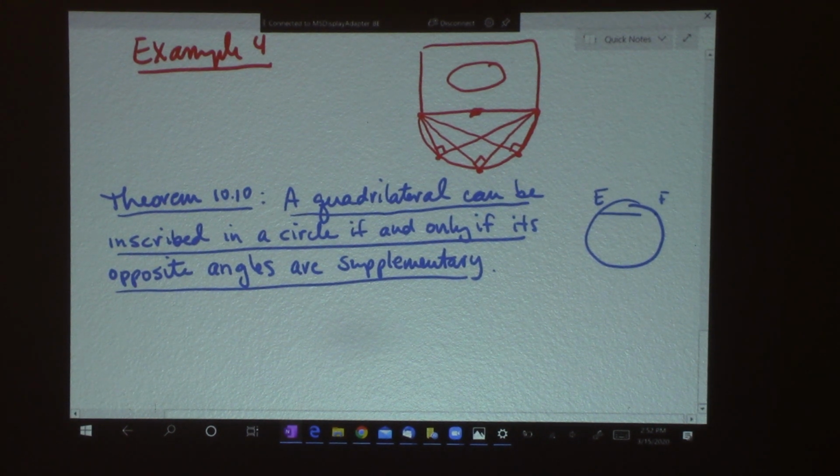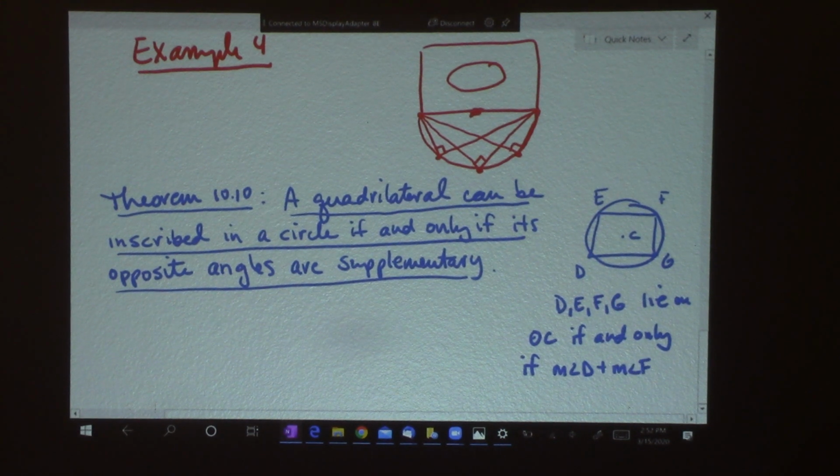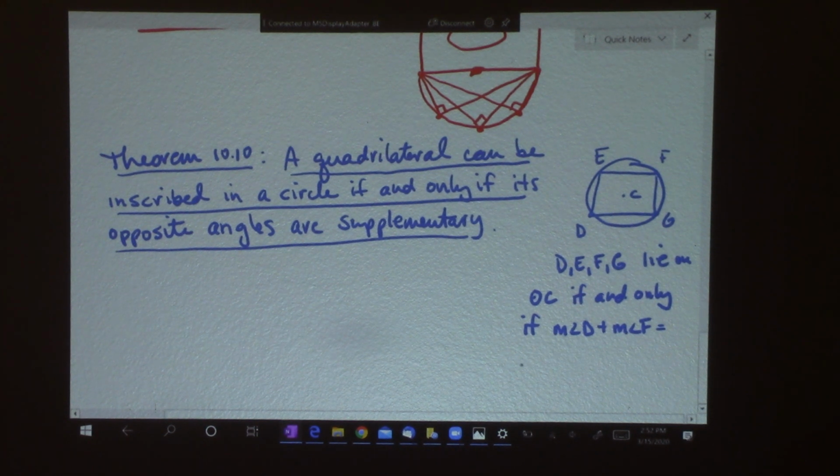So E, F, D, G, and this is point C. And what that means is I want you to write this below: D, E, F, and G lie on circle C if and only if the measure of angle D plus the measure of angle F equals the measure of angle E plus the measure of angle G, and they all equal 180. So they're supplementary. So D and F are supplementary. They add up to 180. And E and G are also supplementary. Those are opposite angles. So that's what it means.